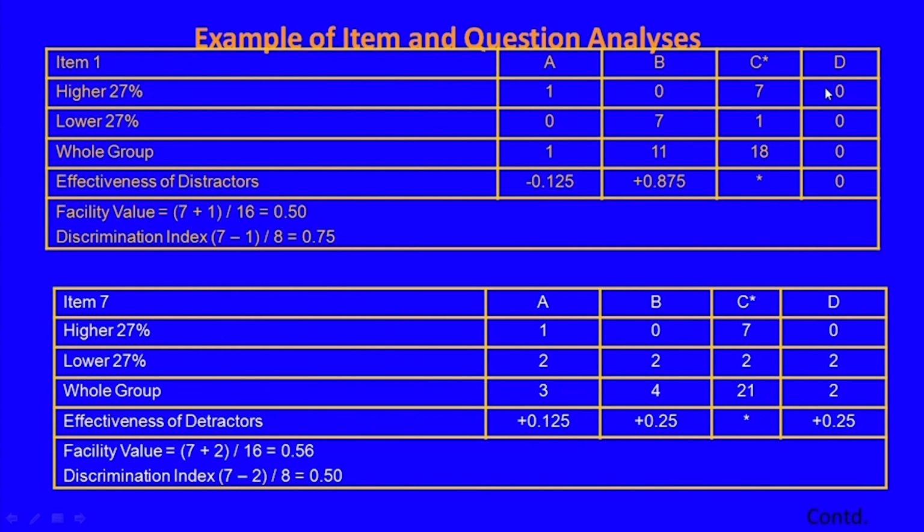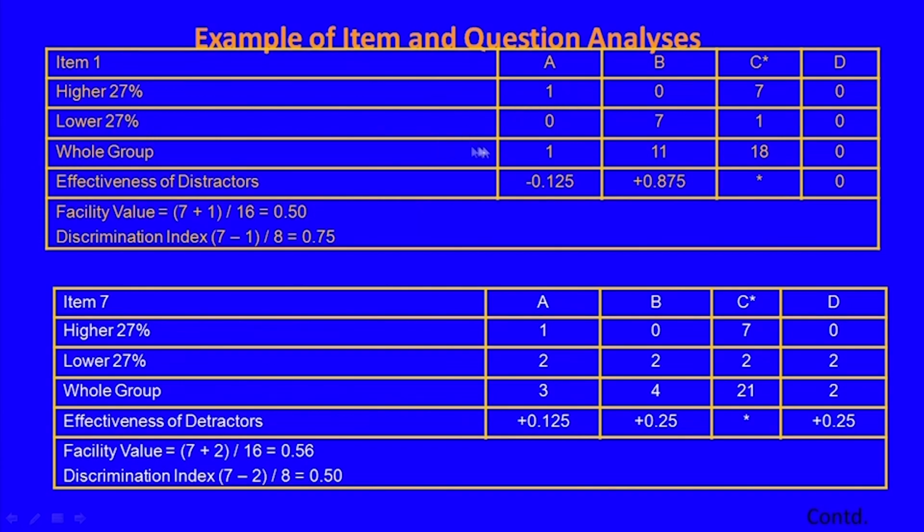It tells me immediately that these really are the upper group. Why? 7 of them out of 8 have chosen the correct answer, C. No one has chosen D, which is a distractor. No one has chosen B, which is a distractor. Only one person has chosen A, which is a distractor. So, only one distractor has been chosen by the group, and 7 right answers have been chosen by the group.